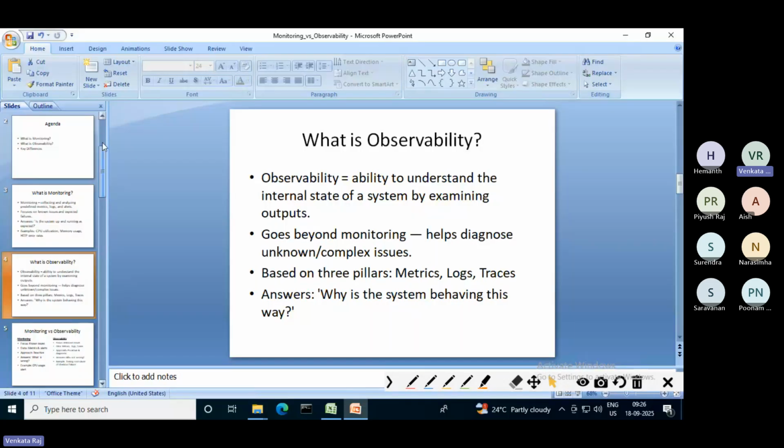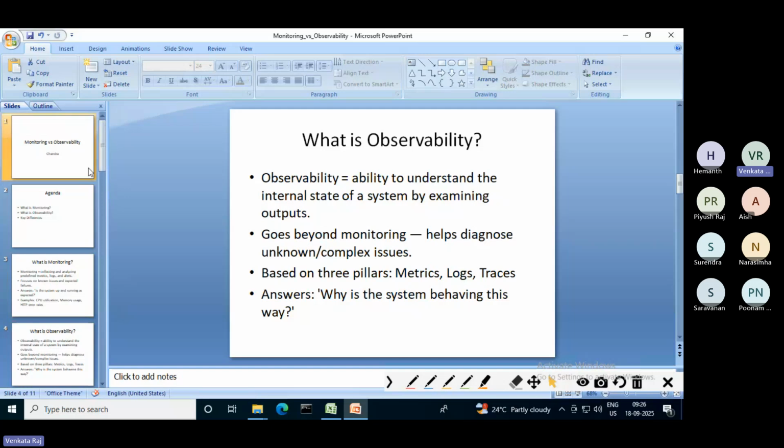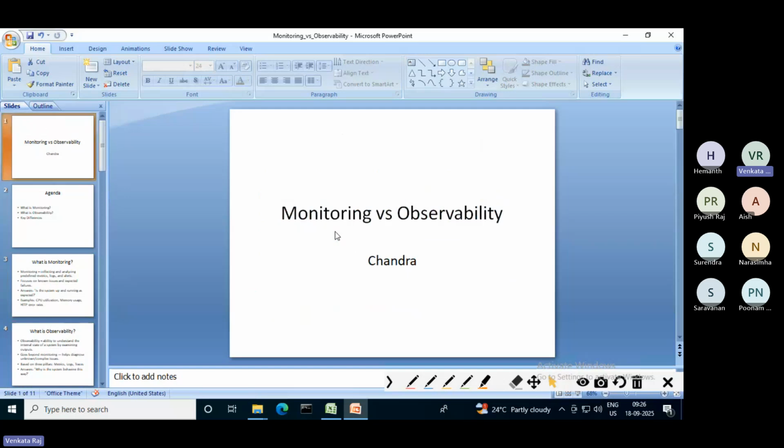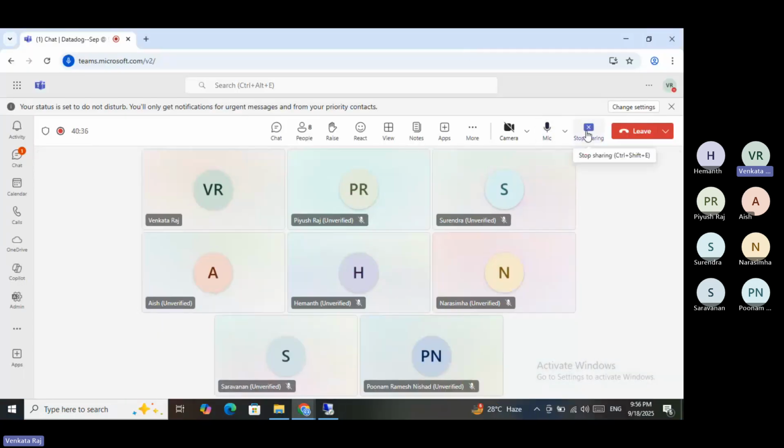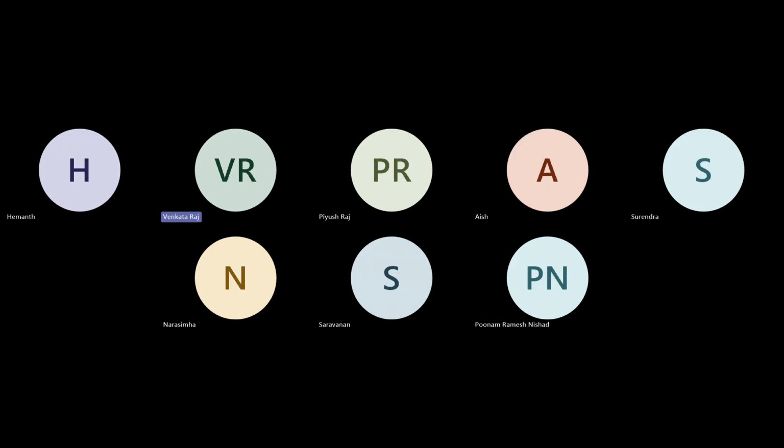So with this, we come to the end of our presentation, which was on monitoring versus observability. Any questions? Clear? I hope you all got a clear understanding about monitoring, about observability, and the differences between them.